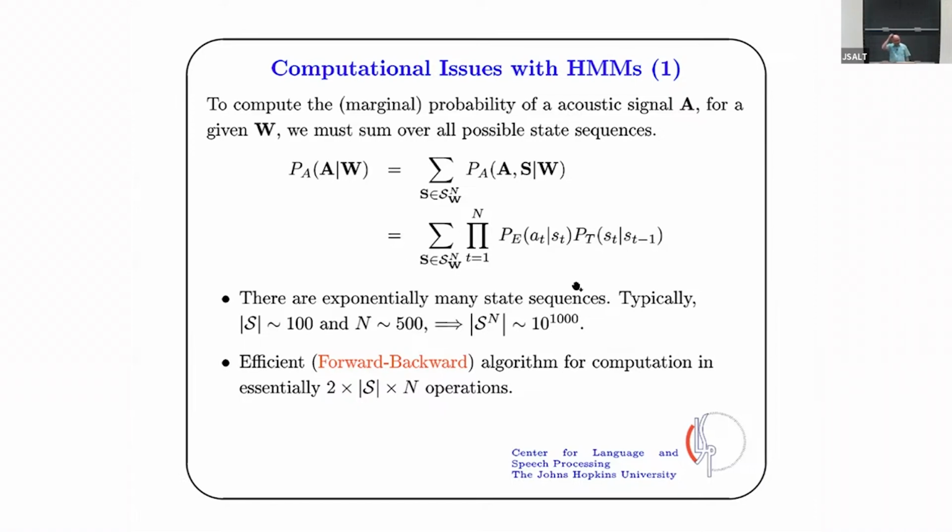There are, of course, exponentially many sequences. Because if there are, like I said, 100 states, and if there are 500 frames in the utterance, that's 100 to the 500, or 10 to the 1,000 possible state sequences. So the sum is non-trivial. However, there's a nice dynamic program to do it, and later in the second lecture, we'll go through that dynamic program. It's called the forward-backward algorithm. In fact, just one part of it, the forward part, does most of the work for you. So this is why people like HMM. There's a nice dynamic program to solve this otherwise hairy problem.